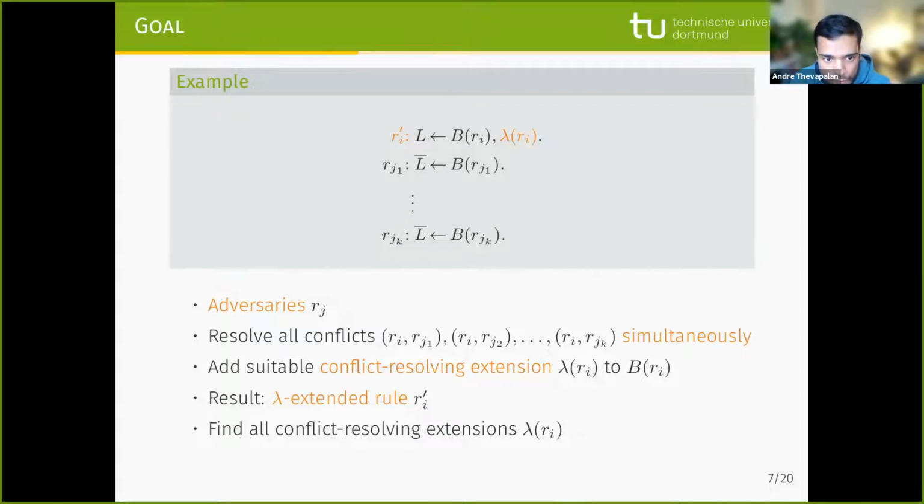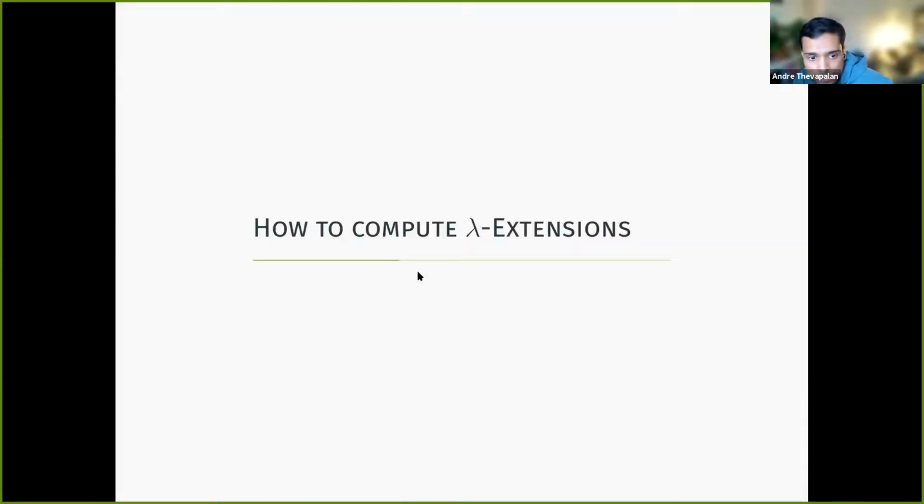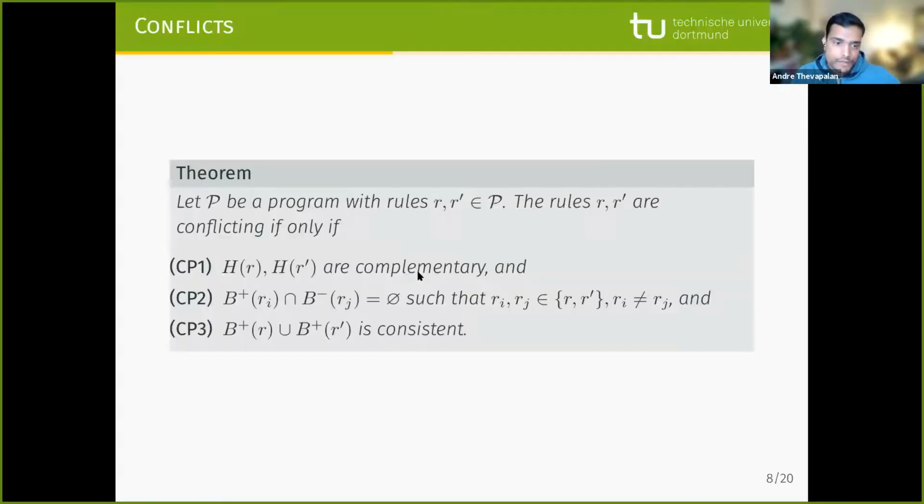And this we will do by adding specific extended literals to our rule Ri, so that at the end all these conflicts are resolved. Such an extension we will call a lambda extension. And our goal is to find all those conflict-resolving extensions. So how to compute those lambda extensions? Let's look at the properties of conflicting rules.